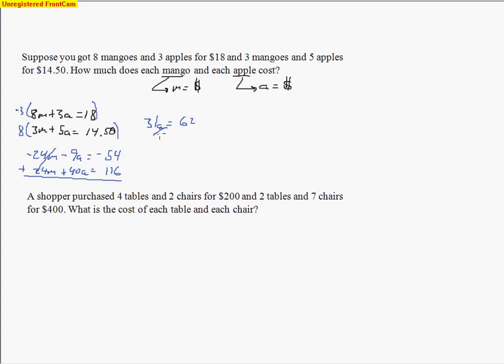So I can go ahead and do that division. I see that goes in there 2 times. So A equals 2. So it's $2 for an apple.